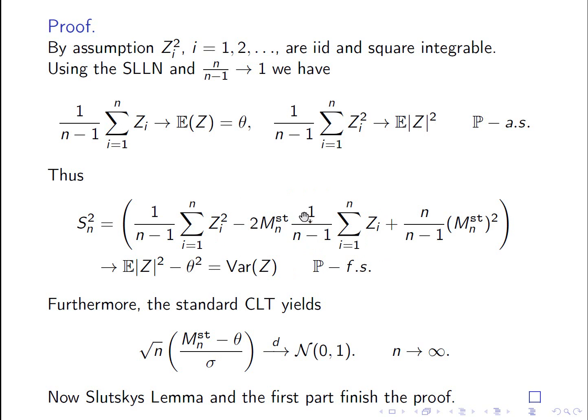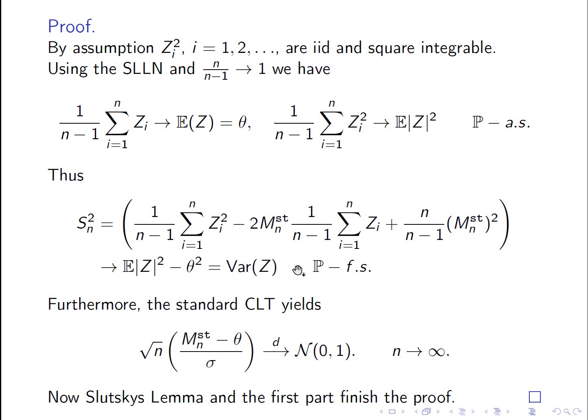Well, from this part. Because we know this converges to zeta by our preparation. Our estimator converges to zeta. So this thing here converges to minus 2 zeta squared, and minus 2 zeta squared plus zeta squared is minus zeta squared. So overall, Sn squared converges almost surely to the variance of z.